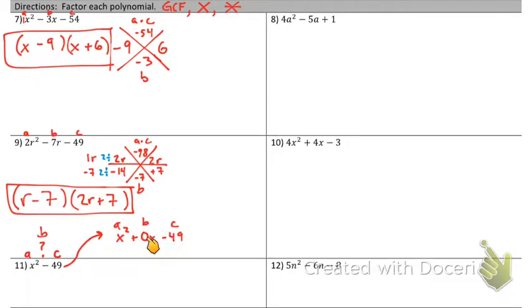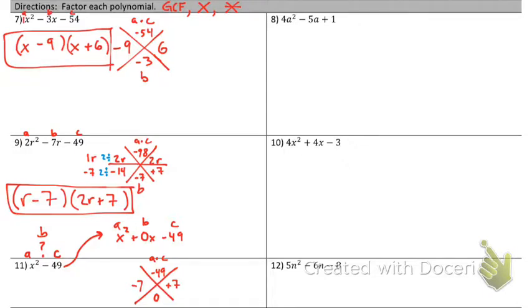And now it turns into, in this case, the diamond or X method, because we do not have a number in front. So we have this. A times C, 1 times negative 49, that's negative 49. And then we have a B value of 0. What multiplies to negative 49 and adds up to 0? Hopefully that's pretty easy for you. It's negative 7 and positive 7. They multiply to negative 49, add up to 0.